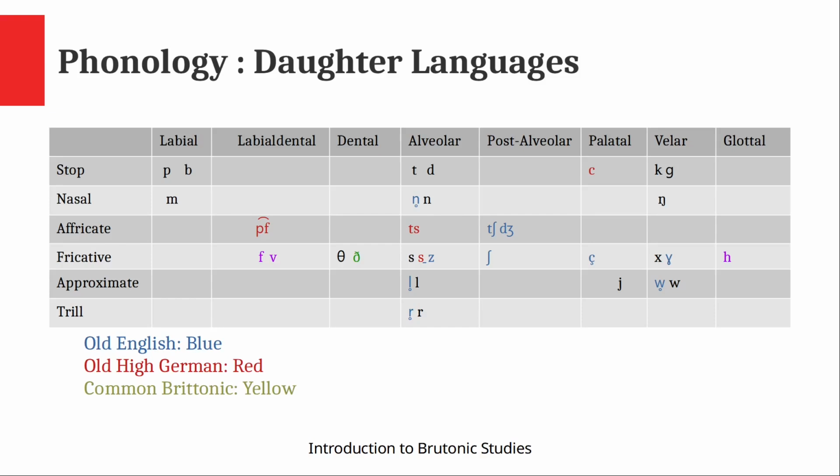Phonemes present in Old English are in blue, those in Old High German are in red, and those in Common Brutonic are in yellow. The fricatives f, v, and h are in Old English and Old High German, and the voiced dental fricative is shared by Old English and Common Brutonic. The sounds in black are shared by all three languages.